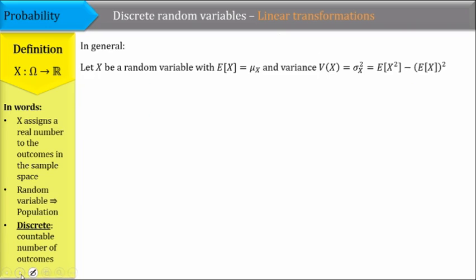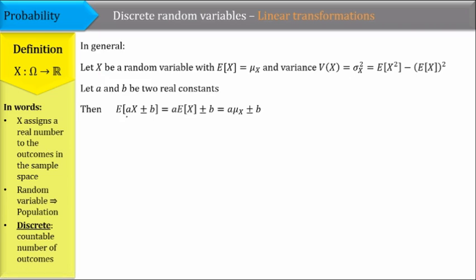Right, so in general, to summarize that, if we have a random variable x and it has a mean mu x and it has a variance sigma x squared, and if a and b are 2 real constants, then the expected value of ax plus or minus b, okay, it doesn't matter whether we're adding or subtracting, will simply be a times the mean plus or minus b. So in other words, whatever we're doing to the x over here, we're multiplying it by a and we're adding or subtracting b, we do the same to the mean. We're multiplying by a and we're adding or subtracting b.